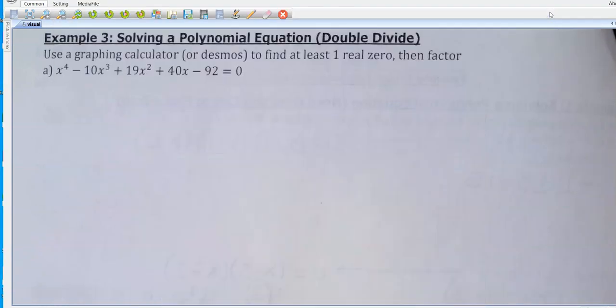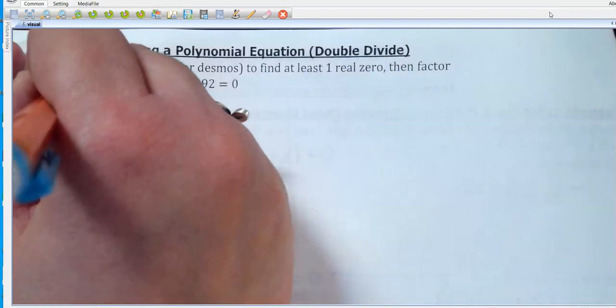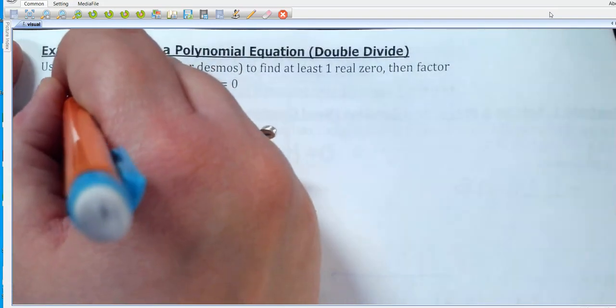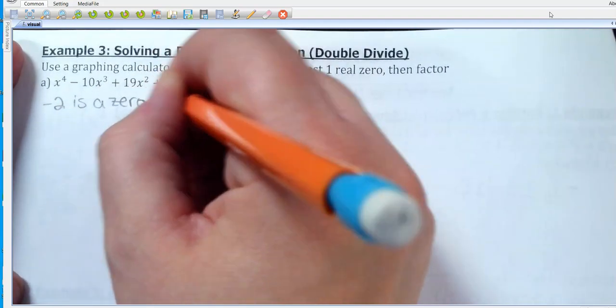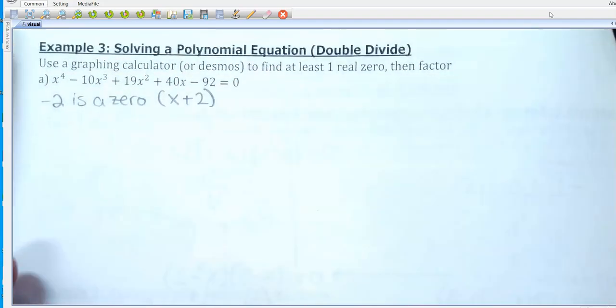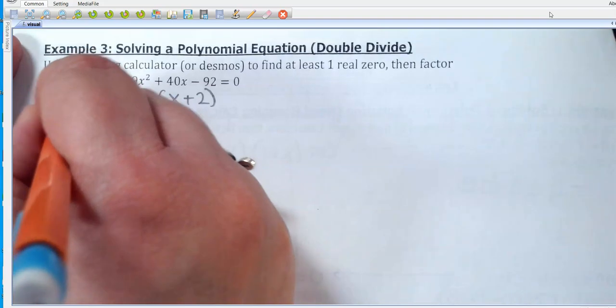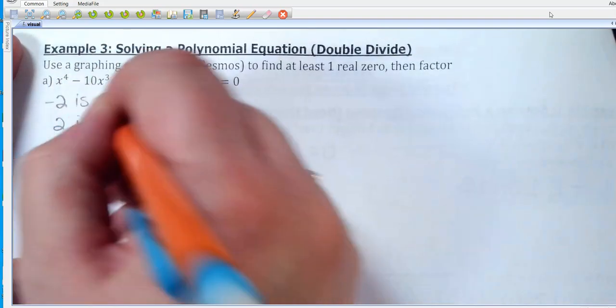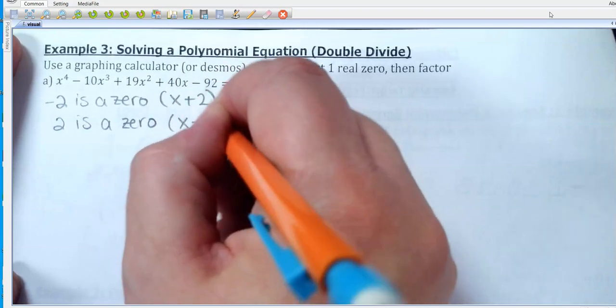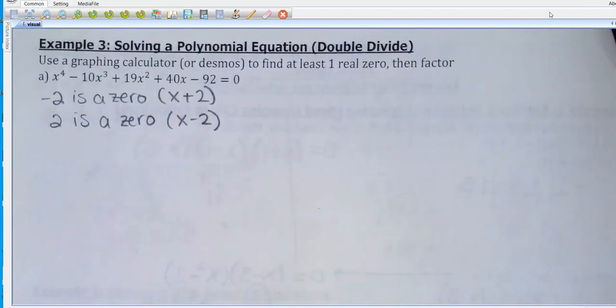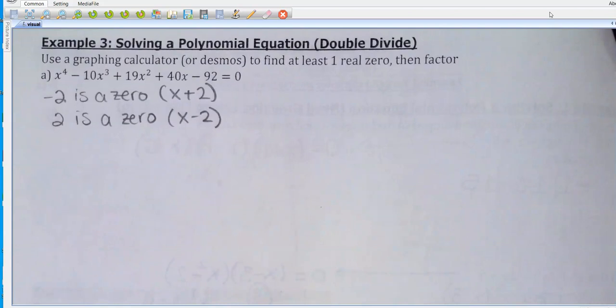And I'm just going to move my graph so I can write that on here. Okay. So -2 is going to be a 0. That would correspond to x plus 2 being a factor. Also from the graph, 2 was another nice number, 0. The other ones were decimals, so we don't want to write the decimal down. I want to get the exact answer, so I'm going to show you how to do that.